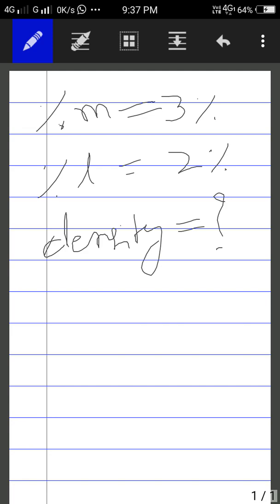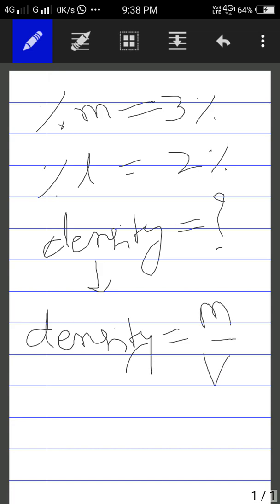For this question we should know the density formula again here. What is the formula for density? Unless and until we don't know the formula, we would not be able to do it. So I am writing it: density equals mass upon volume, right?